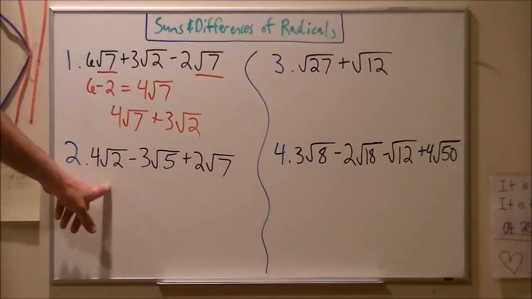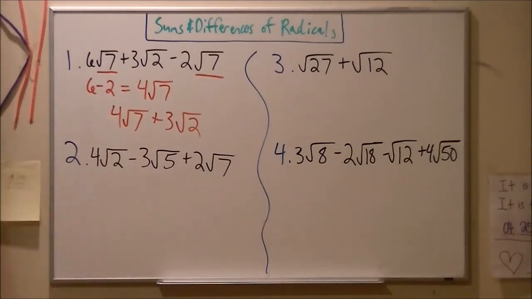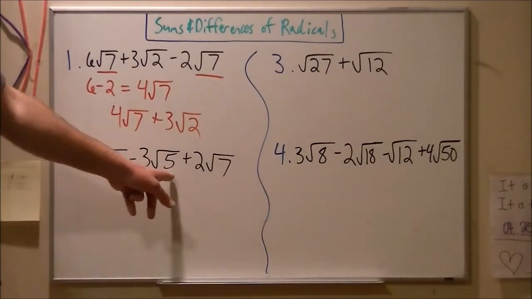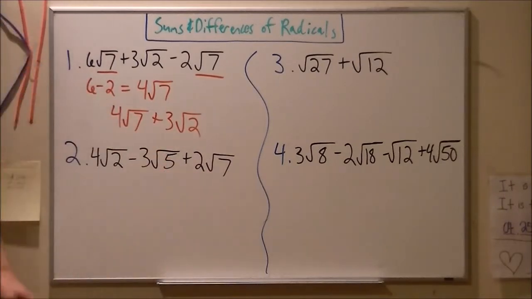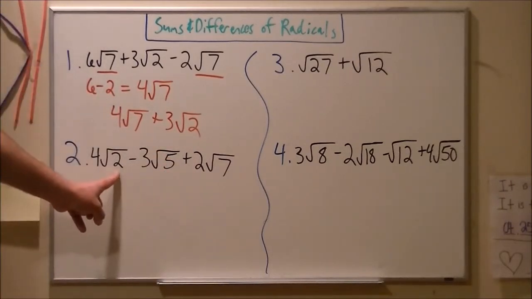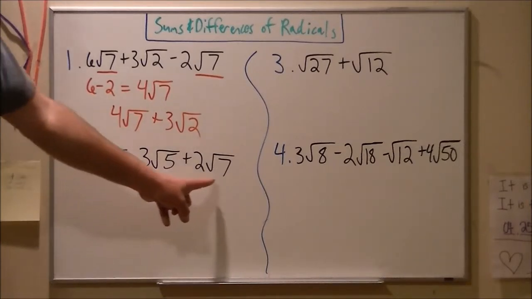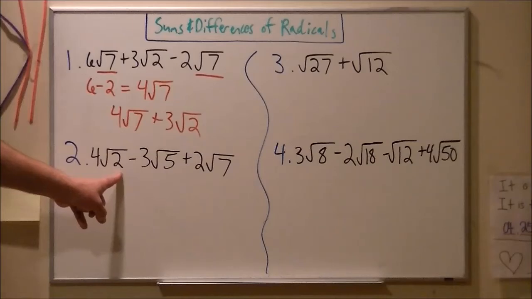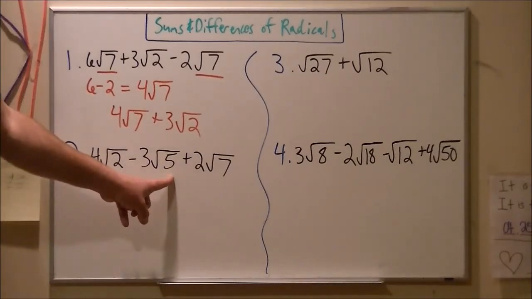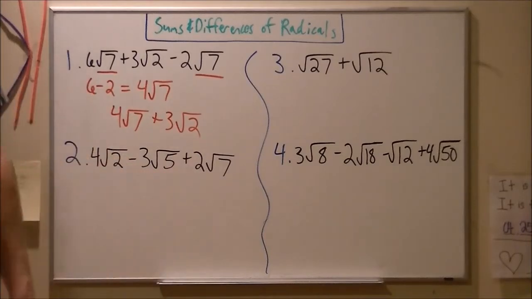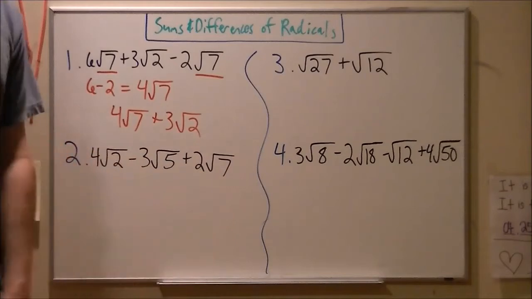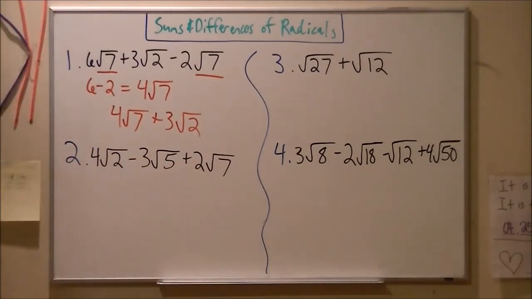Now you're really going to like number 2. Look down here. I have 4 times the square root of 2 minus 3 times the square root of 5 plus 2 times the square root of 7. Now, is any of these bases the same as one another? Is 2 the same as 5? Is 5 the same as 7 or 2? None of them have the same base, and they're all prime numbers, meaning the only factors of those terms are the number itself and 1.